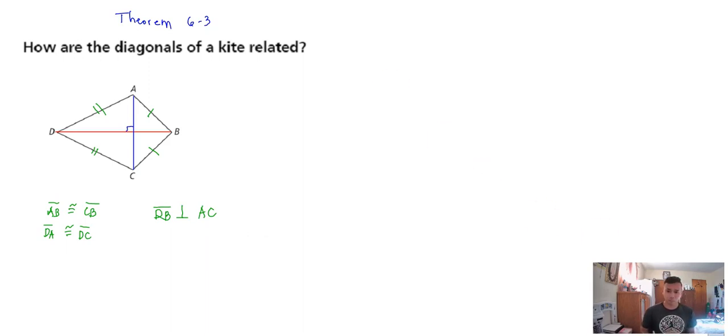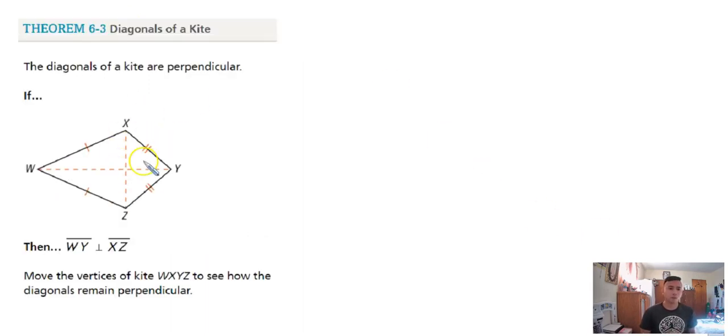Theorem 6-3 is what I have told you: the diagonals of the kite are perpendicular. If they are perpendicular, then they form 90 degrees. This is a big picture of it, which may be a little clearer to understand. We'll be using Theorem 6-3 to solve problems involving kites.